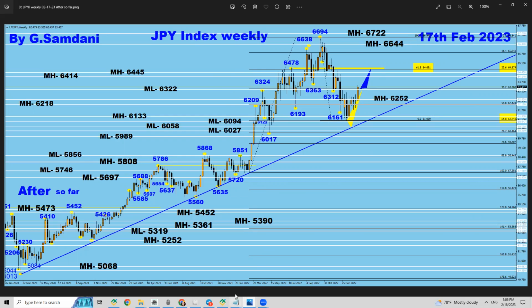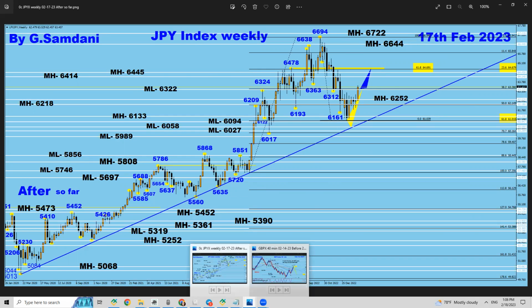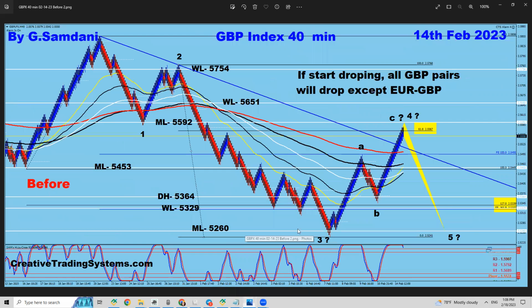Let me show you something else also, like pound yen, not pound yen, sorry, pound index chart. See the pound index chart? I made that pound index 40-minute, saying if it starts dropping, all pound pairs will drop except euro pound. So far, this chart, what it did was this.